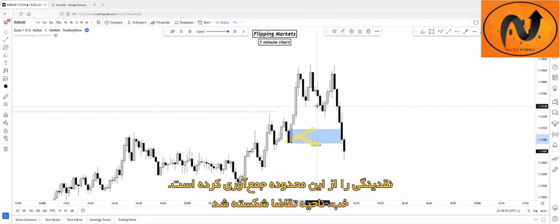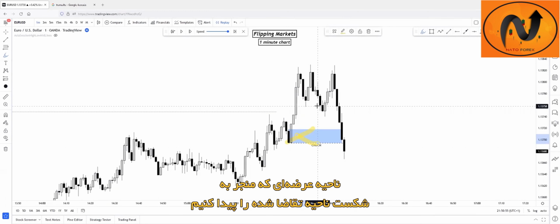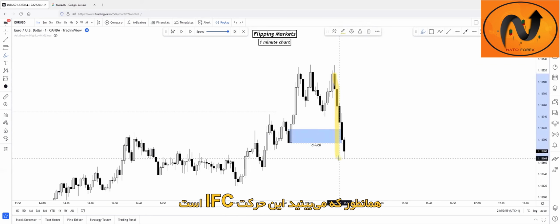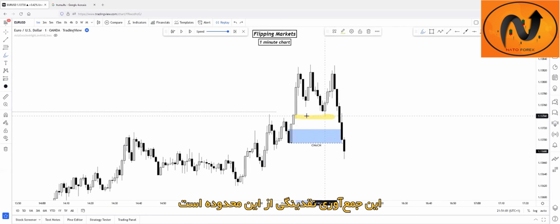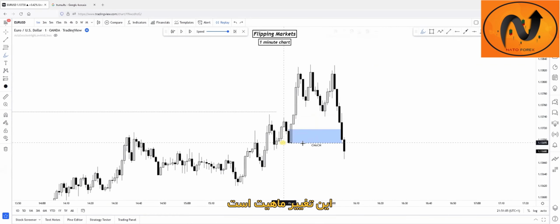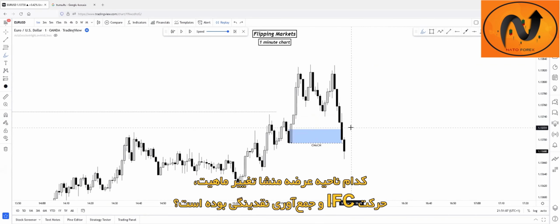Okay. Let's find the supply zone that caused the break of this demand zone. As you can see, here's an inefficient push that came into the market. Here's the liquidity sweep from this region. Here's the change of character. So which supply zone caused this change of character, inefficient push, and liquidity sweep?